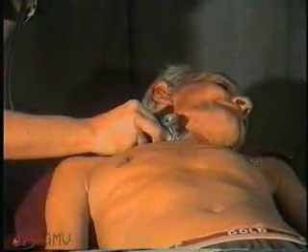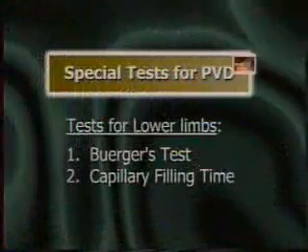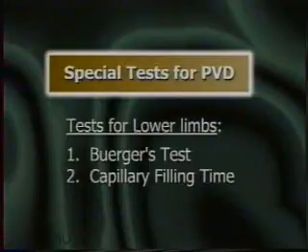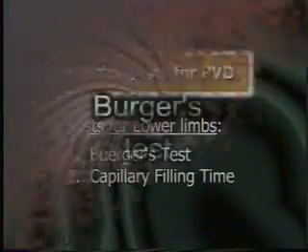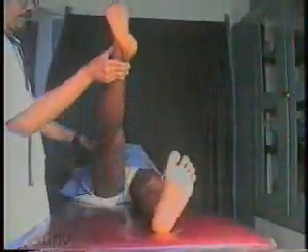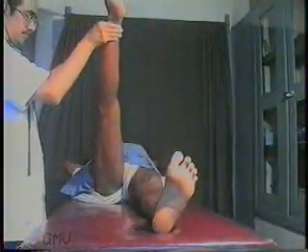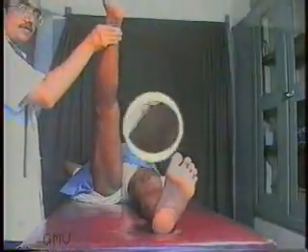Now we will come to some special tests for peripheral vascular disease. Tests for lower limbs. The Berger's test. Ask the patient to lie supine and raise the leg, knees extended to about 90 degrees. If the limb shows marked pallor, then the test is positive. Note the pale white color of the right foot when it is raised.